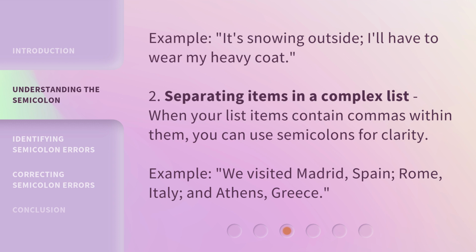2. Separating items in a complex list. When your list items contain commas within them, you can use semicolons for clarity. Example: we visited Madrid, Spain; Rome, Italy; and Athens, Greece.